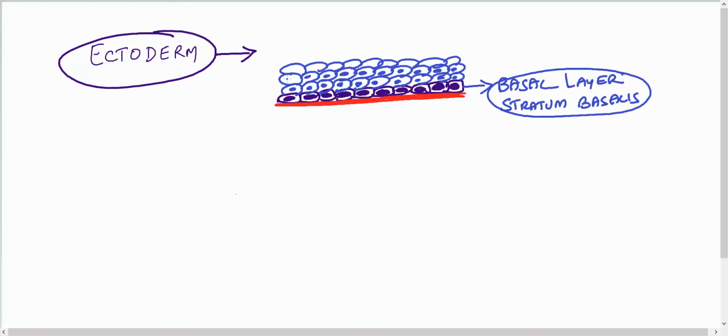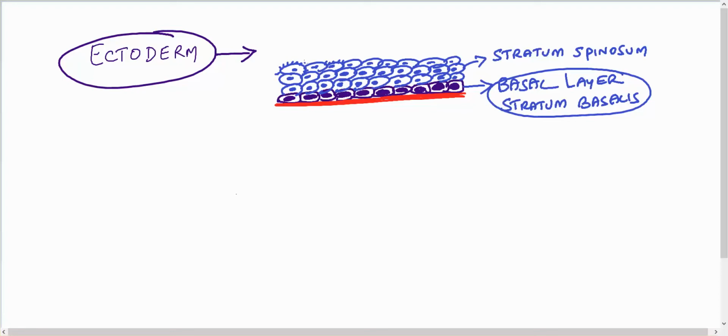And this layer is called stratum spinosum, because these cells have some spine-like structures which connect the cells. So that is called stratum spinosum.